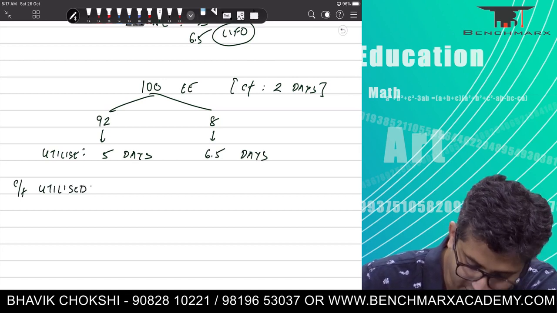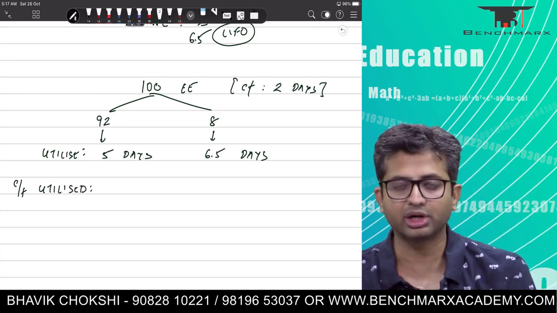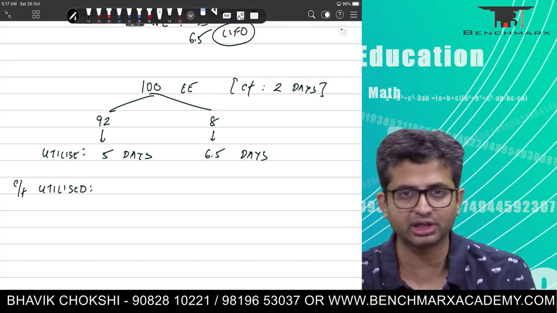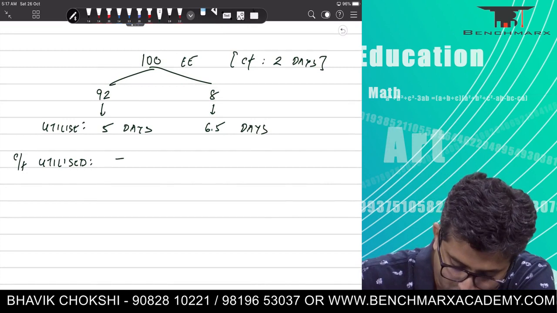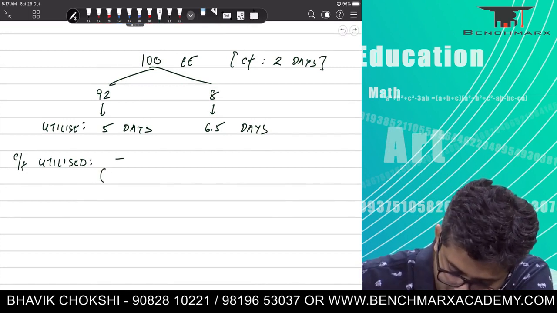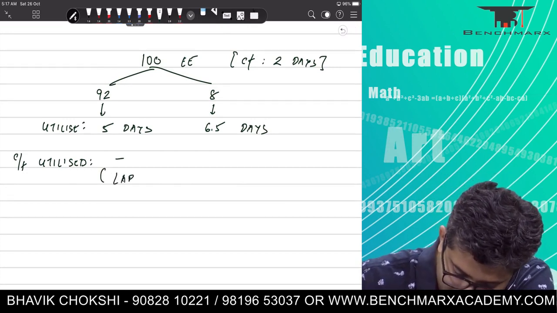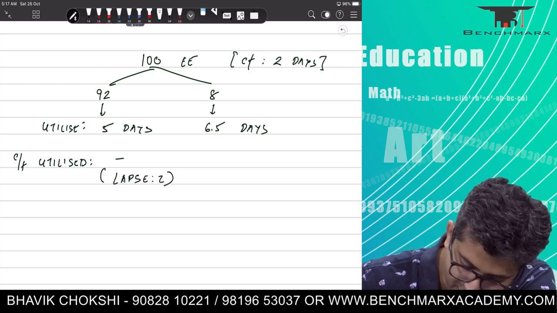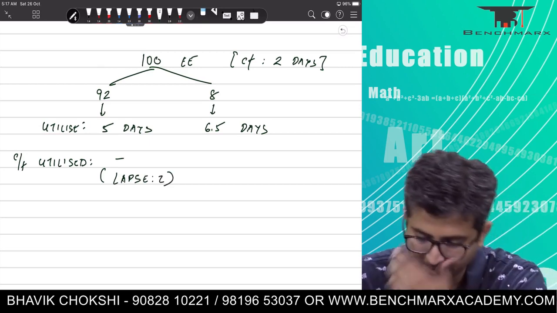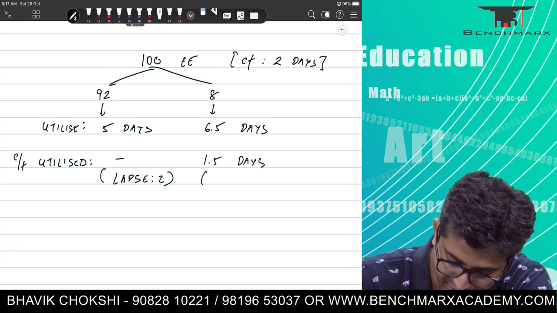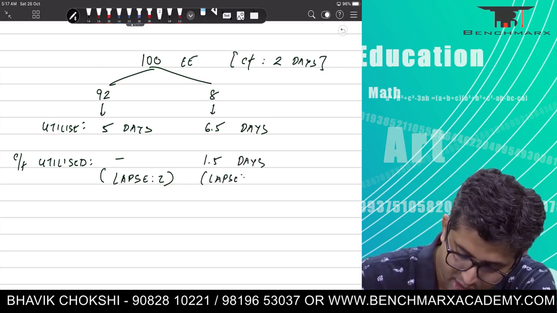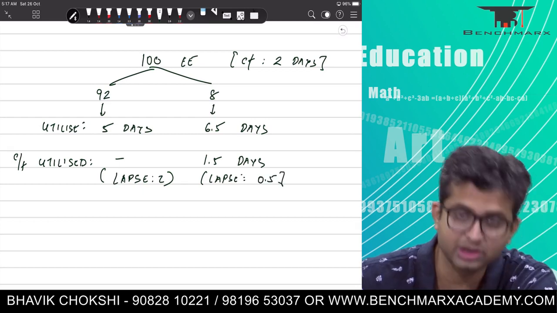Well, in the second year, for these 92 employees, they are already entitled to 5 days of leave, and if they only take 5 days, then the 2 days of carry forward is expected to lapse. Carry forward is not utilized. Instead, the entire 2 days will lapse. On the other hand, for the 8 employees, 1.5 days each will be utilized. However, what will lapse is the remaining half a day.